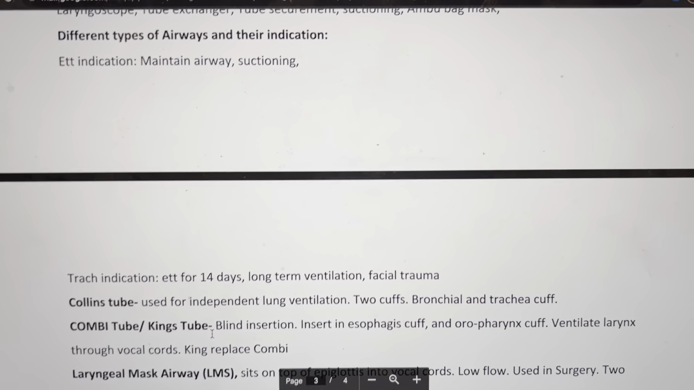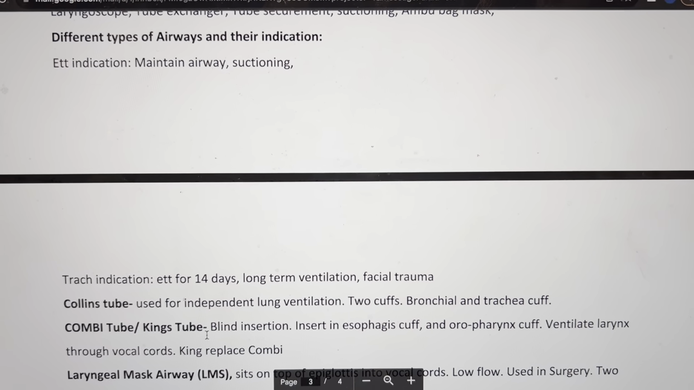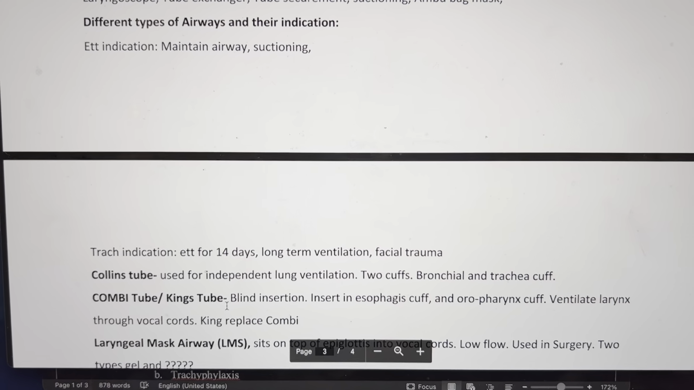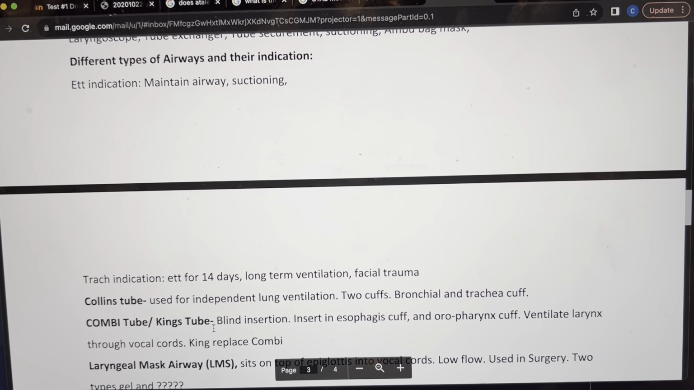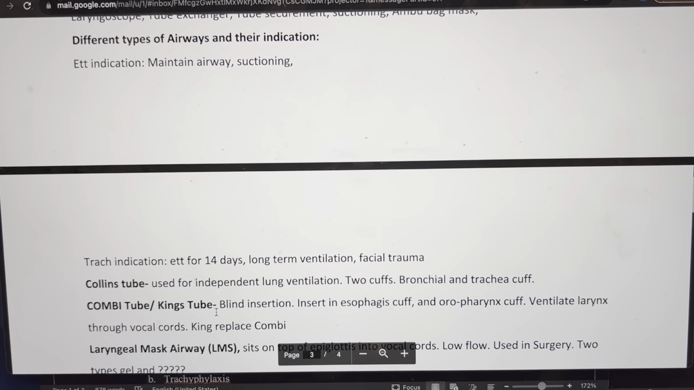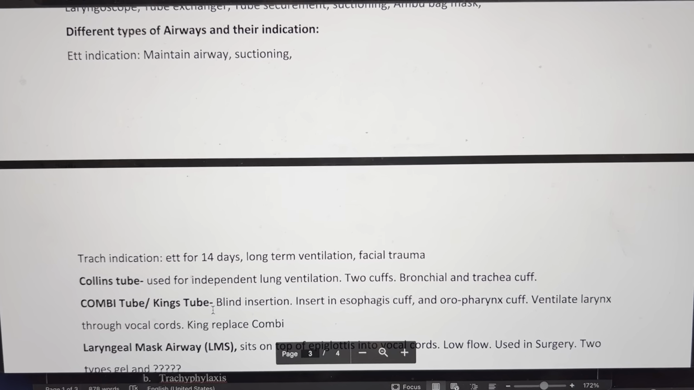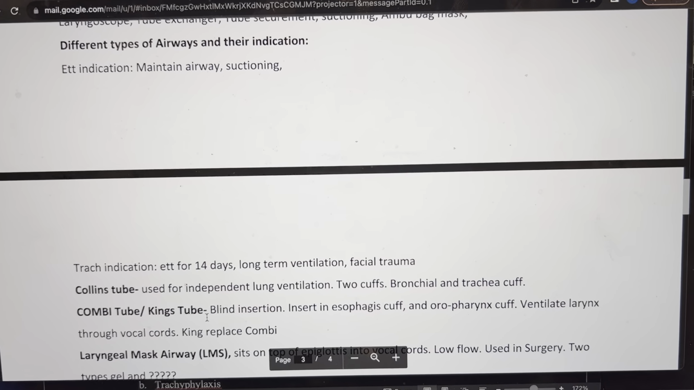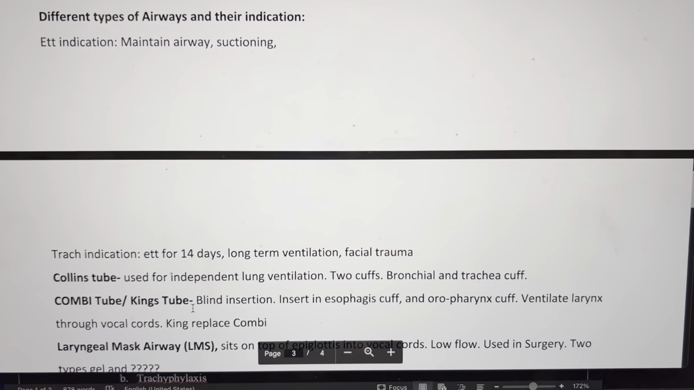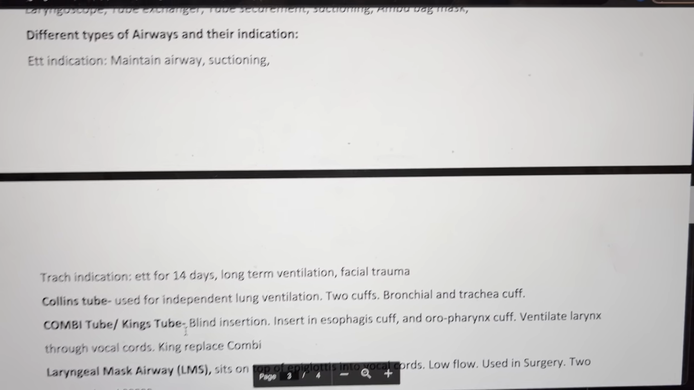Different types of airways and their indication. Different types of airways are LMAs, OPA, NPA, ETTs, tracheostomy tubes.